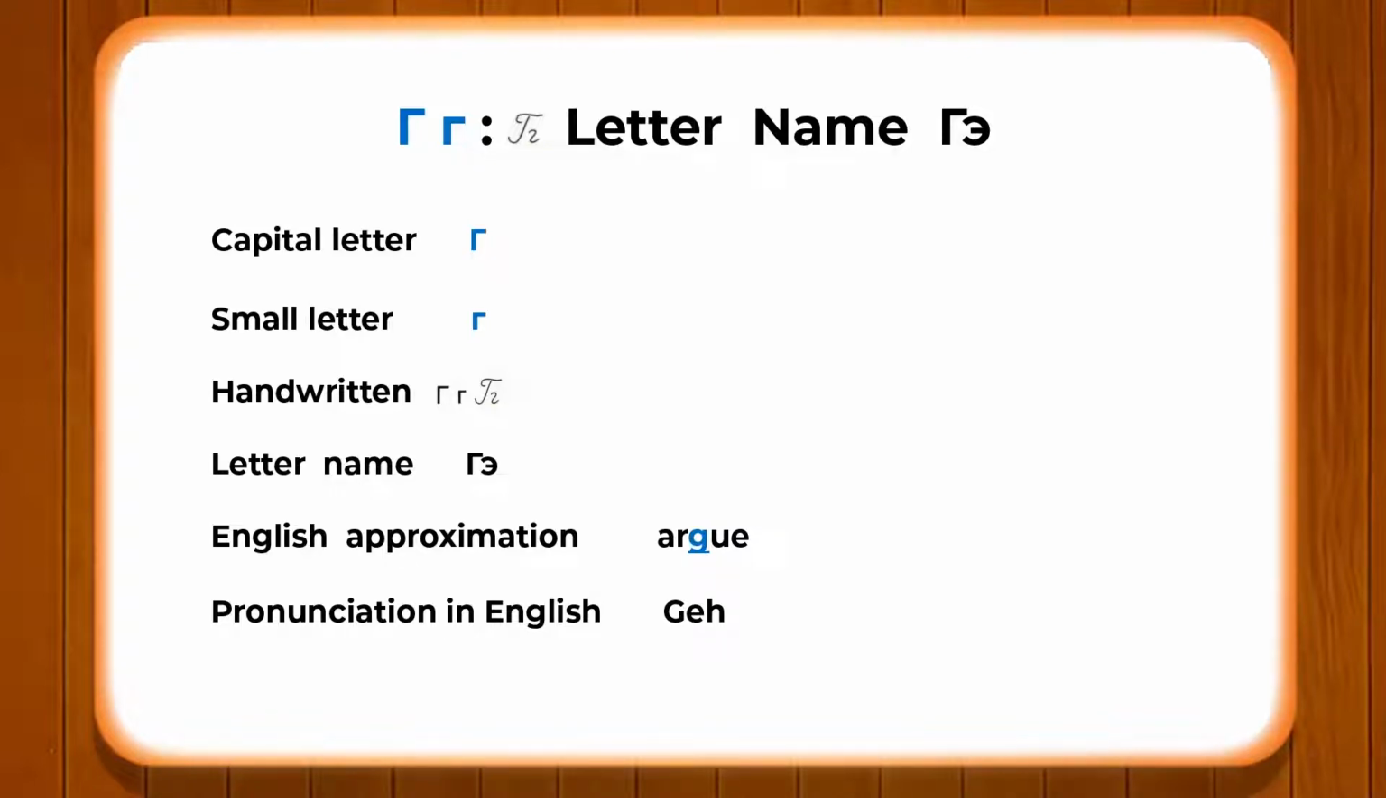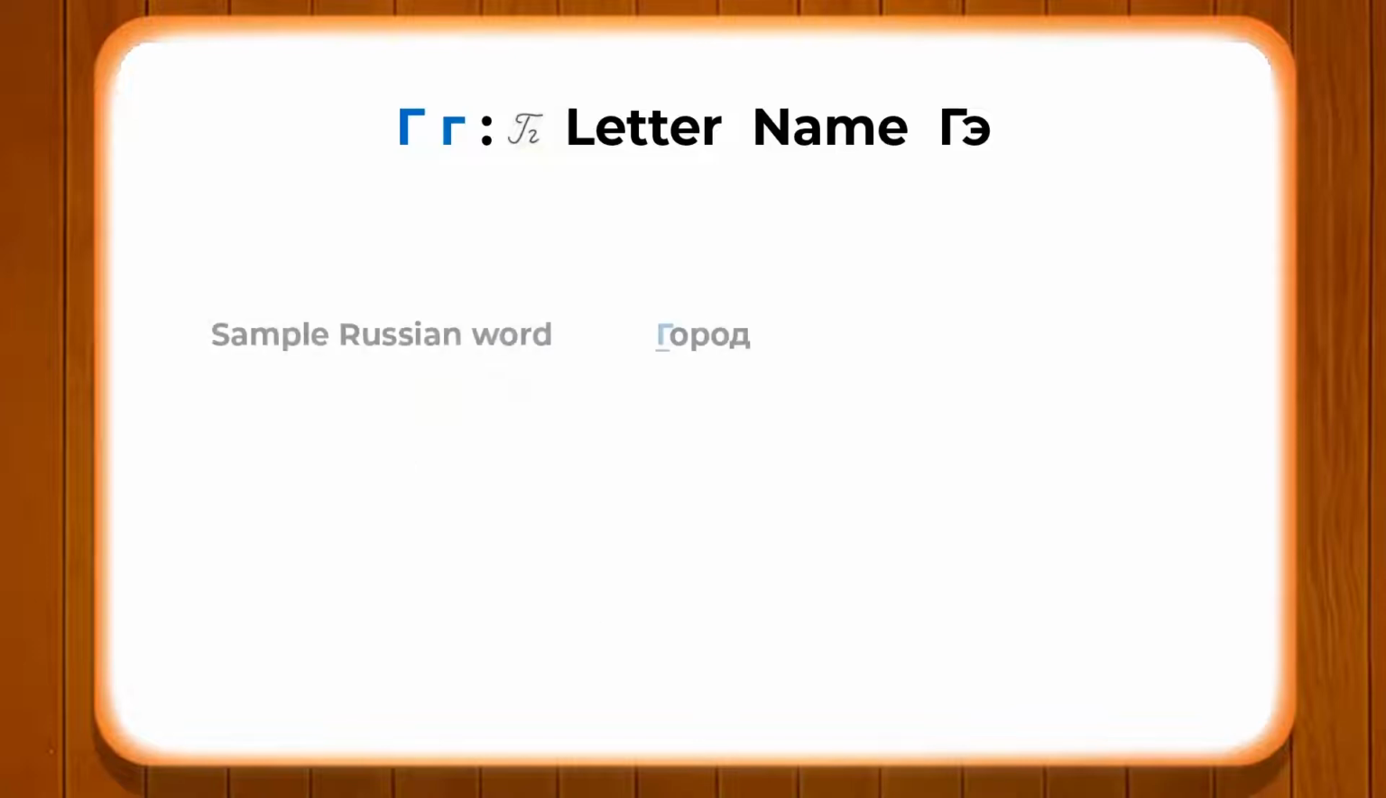So, that is why we are saying English approximation of such letters in words of English, like we have used here letter G in argue. Now, we have another Russian word Gorod, which means city. Here you can pay attention to how the letter G is being pronounced in the word Gorod, which means city. All right, now we will go to the next letter.